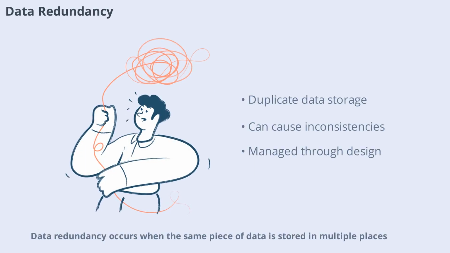Data redundancy occurs when the same piece of data is stored in multiple places. While some redundancy can improve performance, too much can lead to inconsistencies and wasted storage. Normalization helps reduce redundancy, but denormalization may be used for performance in certain cases. Managing redundancy is a key part of database design.